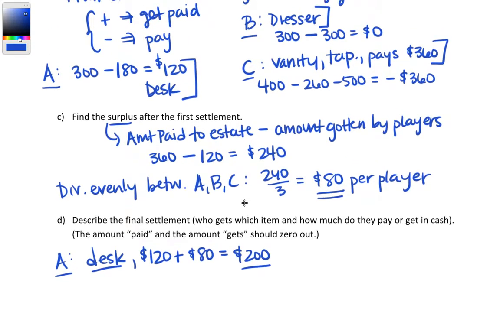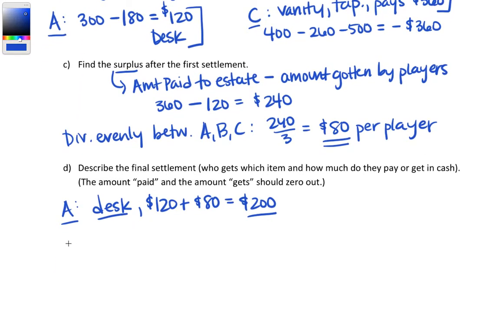Okay, and now Belle, remember she got the dresser and then $0 up here. So now she still gets the dresser. In the first settlement, she got $0. Now she also gets that surplus. So she gets the dresser and $80. And Chloe, well, in the first settlement, she got the vanity and the tapestry.